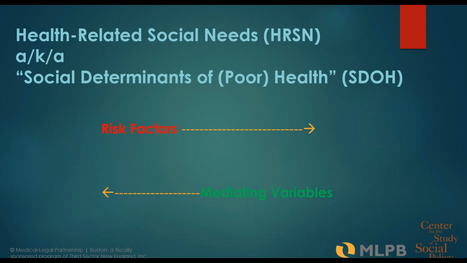So it's important as we think about health-related social needs or social determinants of health that we take into account the assets or mediating variables that families have at play. And this is why it's not really possible to say that there's one best screening tool to really frame social determinants of health for families, and why it's important to take into account both risk factors and mediating variables when we're considering health-related social needs for families. Next slide.